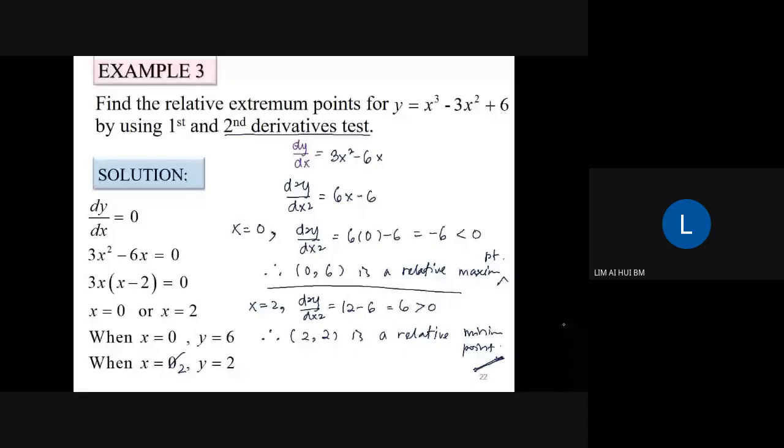Boleh faham tak kelas? This is a second derivative test. Is that okay? So far, so good? Okay, madam. So this is second derivative test. First derivative test, normally kita buat dalam table lah, lebih organized. Second derivative test, just consider the algebra, the sign of the d2y/dx2. And then from there, kita just buat conclusion, dia adalah relative maximum ataupun relative minimum. Itu adalah cara dia.